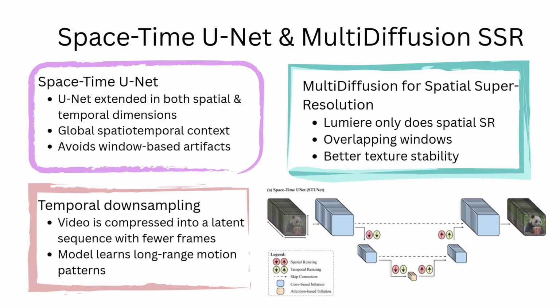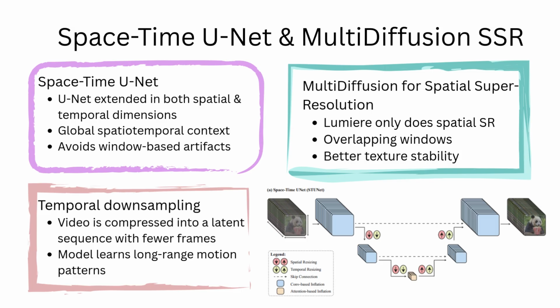Instead of temporal super resolution, which often causes flicker, Lumiere uses only spatial SSR. And it does it with overlapping windows. So multi-diffusion handles the blending of these windows because the windows overlapped. They produce smooth transitions and stable textures. This combination, global temporal modeling plus overlapping spatial SSR, is what gives Lumiere its advantage in temporal stability.